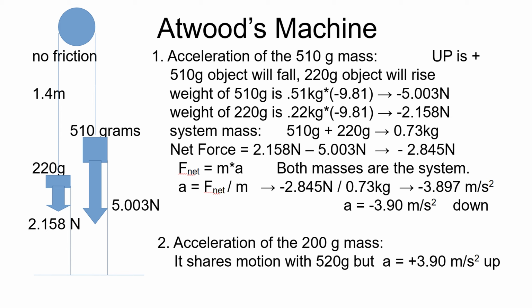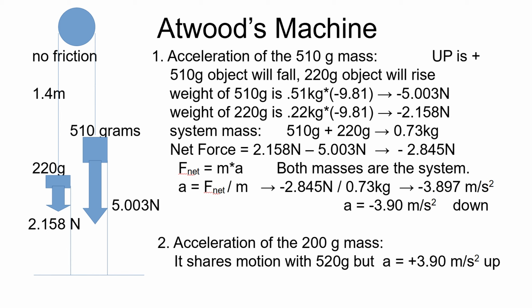Calculating the acceleration then: net force divided by the total mass of the system. It is important to use the total mass of the system, not just the 510 gram mass. And we come up with minus 3.897 meters per second squared. Rounding this to my typical three significant figures, we get minus 3.9 meters per second squared. That's the acceleration of the 510 gram object towards the floor, so it's a negative number.